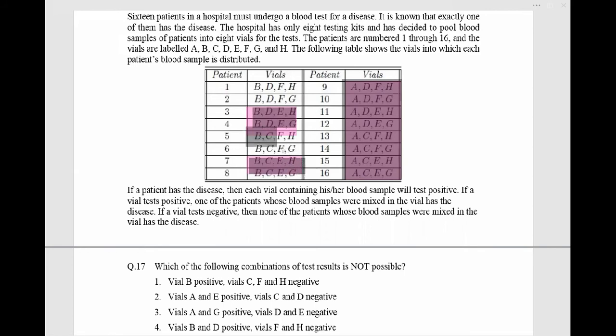This will also rule out, because C is negative. This will also rule out. D is negative, so nobody is infected. So at the same time, C and D both can never come negative. So 2 is the one which is the impossible option.